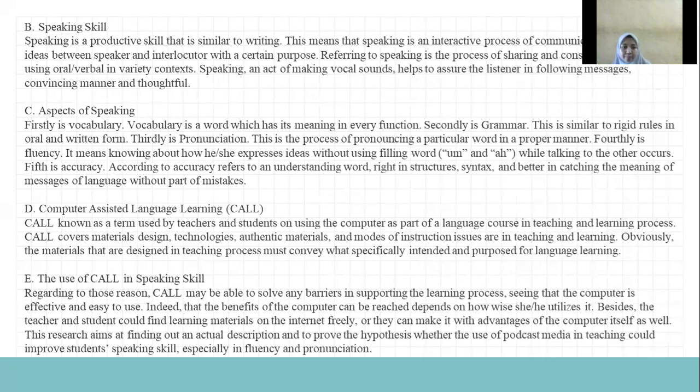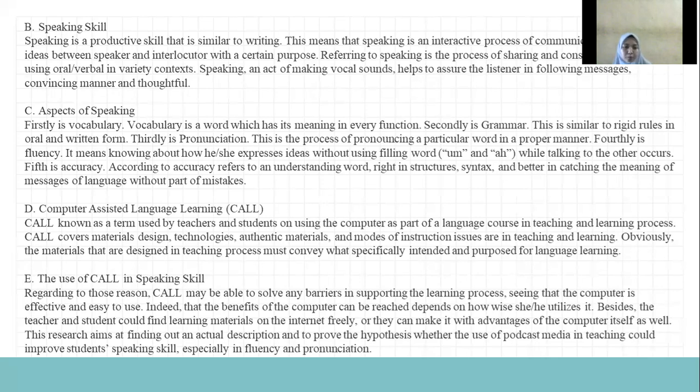And the last, five, is accuracy. Accuracy refers to understanding words right in structure and syntax, and being better at checking the meaning of the message of the language without mistakes.